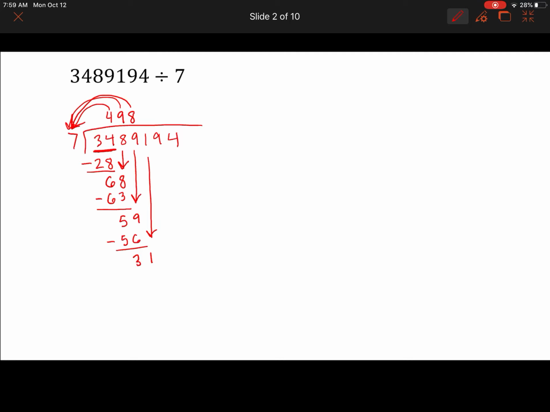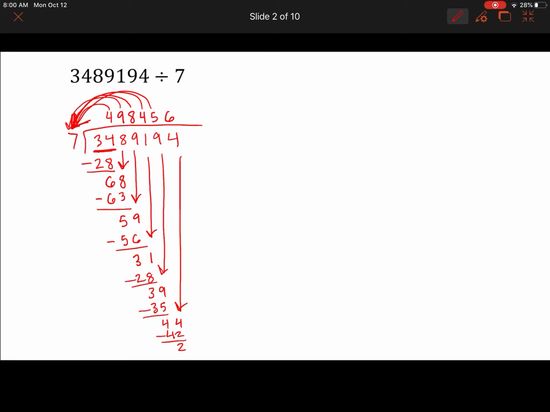31 divided by 7. How many times can 7 go into 31? The answer is 4 without going over. 4 times 7 is 28. And we just keep repeating. We subtract, we get a 3, we bring the next one down. 39 divided by 7 is 5. 5 times 7 is 35. We subtract, and we get 4. Then 44. How many times does 7 go into 44? The answer is 6. 6 times 7 is 42. We subtract. Maybe I made a mistake along here somewhere, but that's okay.